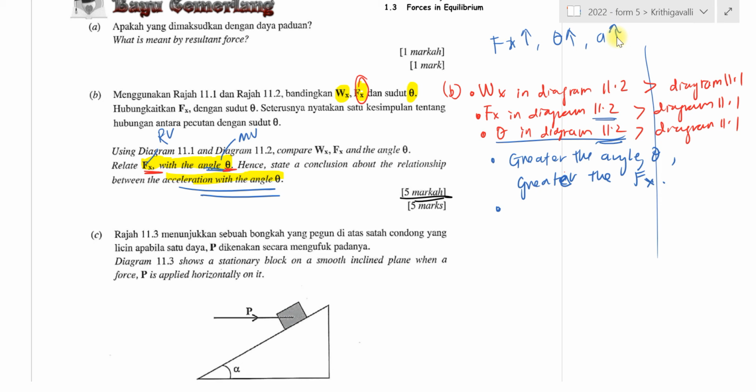Okay, so here you can write acceleration and the angle. Again, the angle is the manipulated variable. Acceleration is what we are going to observe, the responding variable. So, increase the angle theta, the greater the acceleration.